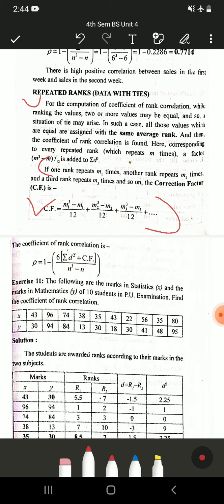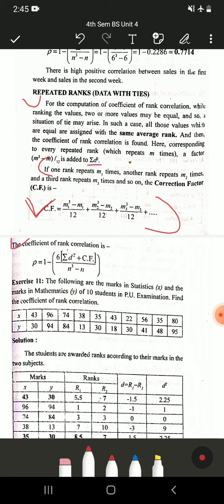If one rank repeats, how many times? m1 times. That is, if our data has 3 equal values, then we say m1 is equal to 3. If 2 values are repeated, then we say m1 is 2. So you'll understand it better while solving problems. And this correction factor is added to summation d square.